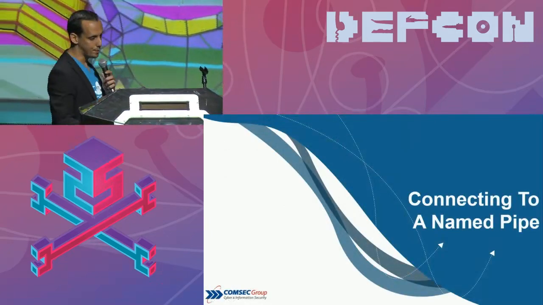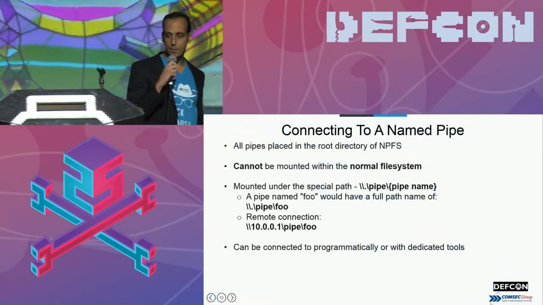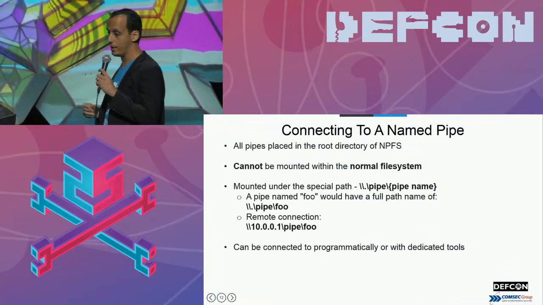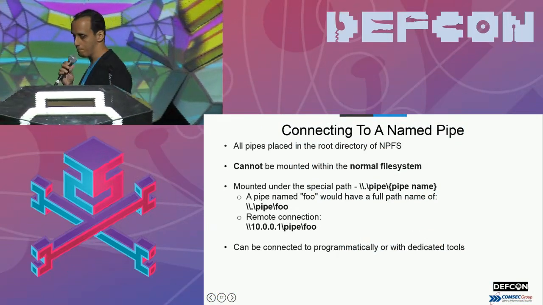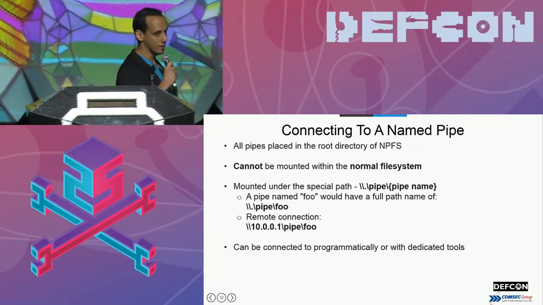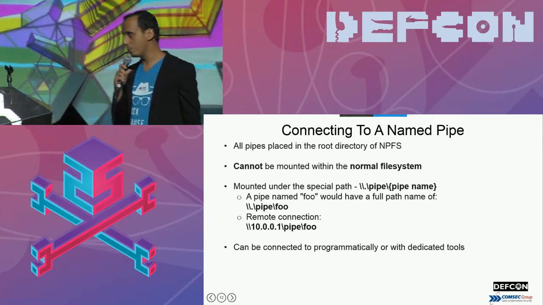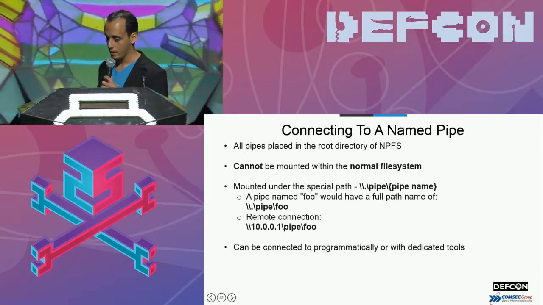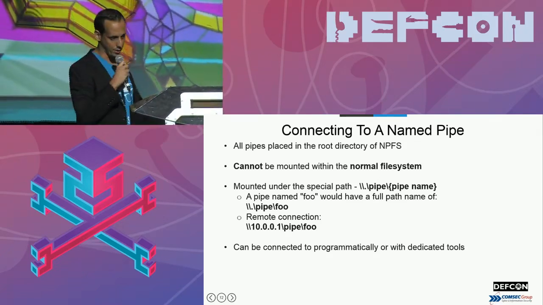So, how can you connect to a named pipe? All pipes are placed in a root directory of NPFS, which is \\ the IP address of the computer, which can be a dot, for example, if it's the local computer, \pipe\pipe name. This is how you connect to a pipe, but you cannot just open your Windows Run command and connect to it. You need a special connection. You either need to do it using programmer's code or using a dedicated tool that I'm going to show you in the next slides.